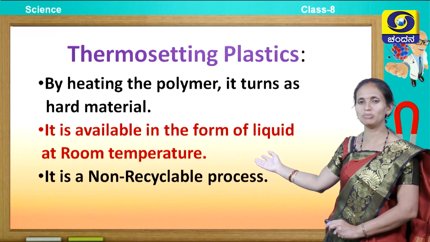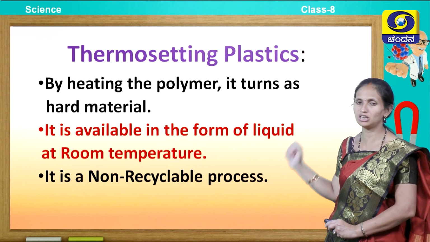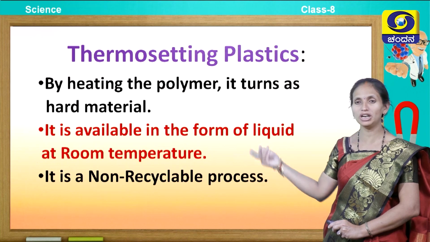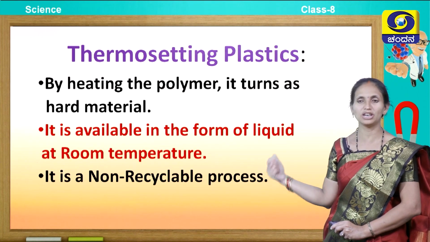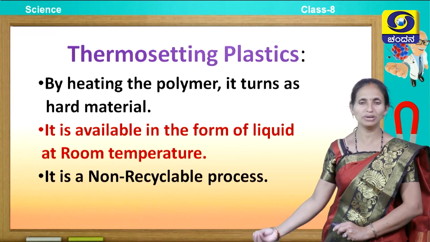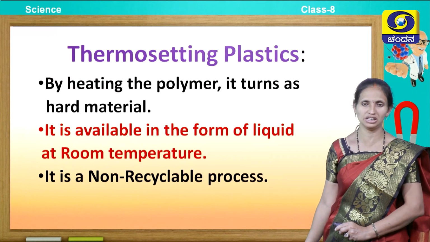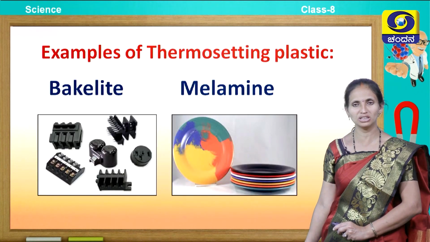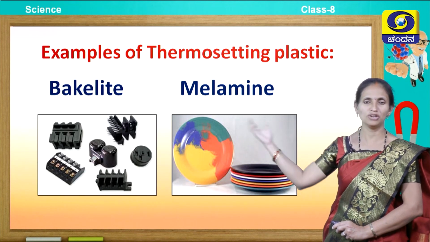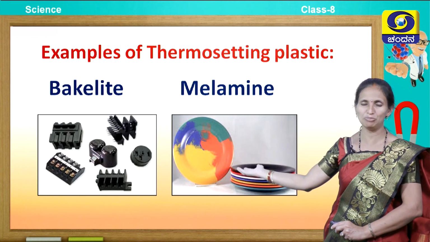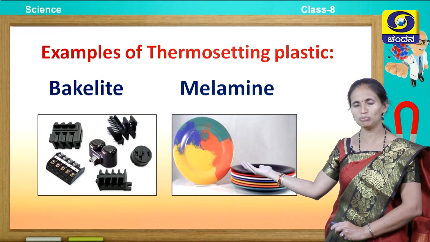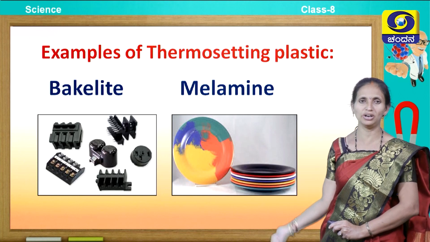And these thermosetting plastics are non-recyclable. They are non-biodegradable and they cannot be gotten back. Once used, you cannot get them back again. So, these are the properties of thermosetting plastics. Where are we using them? Some famous examples are bakelite and melamine. These are the thermosetting plastics which we are using in our day to day life.